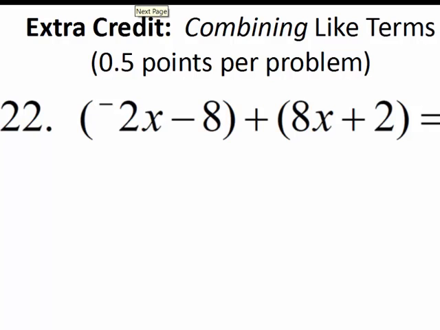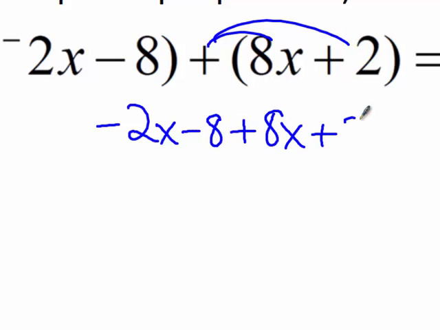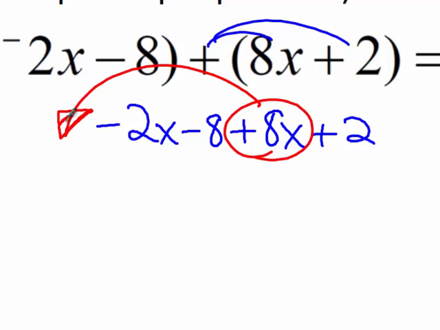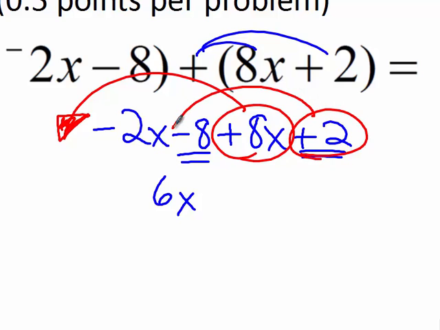Number 22. We have negative 2x minus 8 plus 8x plus 2. Rewriting, we have negative 2x minus 8 plus 8x plus 2. We have 8x minus 2x. Using the commutative property, we can place that at the front of the expression, and 8x minus 2x is 6x. And we have 2 minus 8. Same reasoning here. We can move this out in front, and we can say the positive first. So it's 2 minus 8. 2 minus 8 is a negative 6. So it's 6x minus 6.